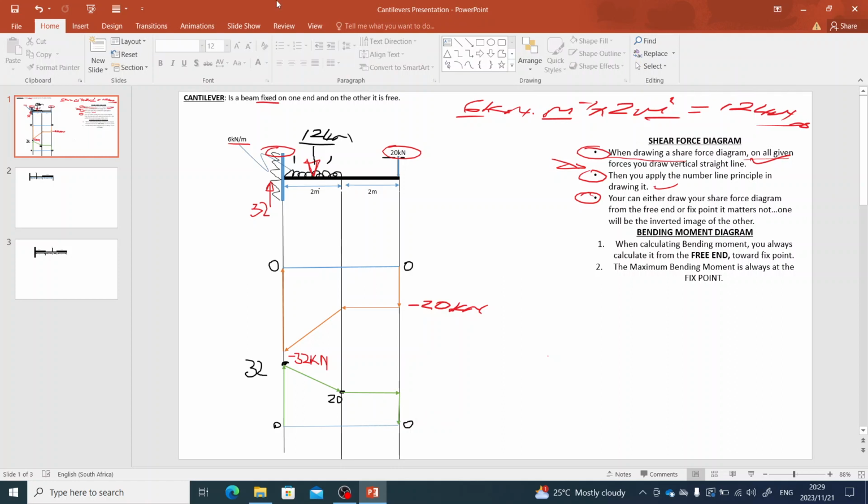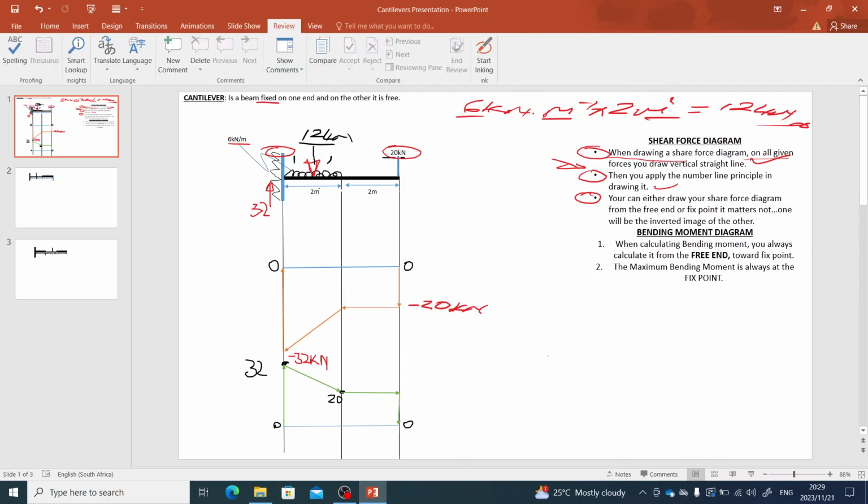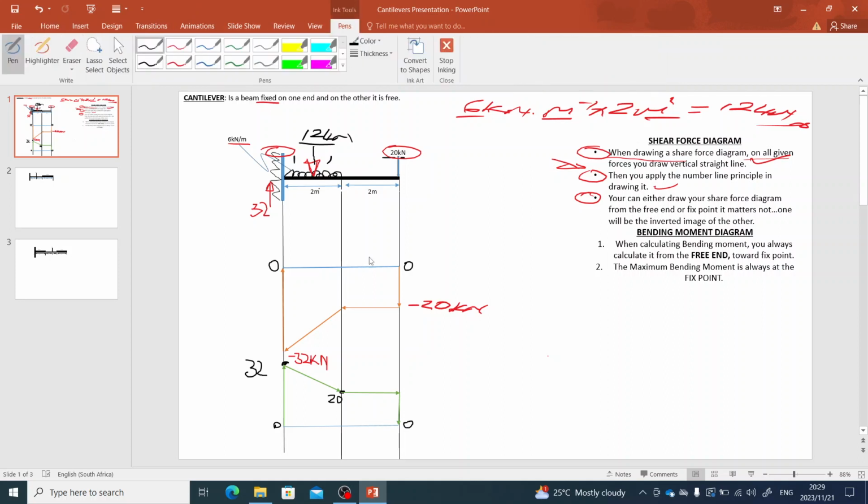You can tell that this one is an inverted image of that one. Now, when coming to the shear force, it doesn't matter whether you start from the free end. This one, we started at the free end. Sorry about that. This one, we started at the fixed point. Can tell one, it is what? The mirror image of the other. Now, when coming to the shear force, it is permissible. You can start it at the fixed point or free end. It doesn't matter. Your shear force diagram will be correct.